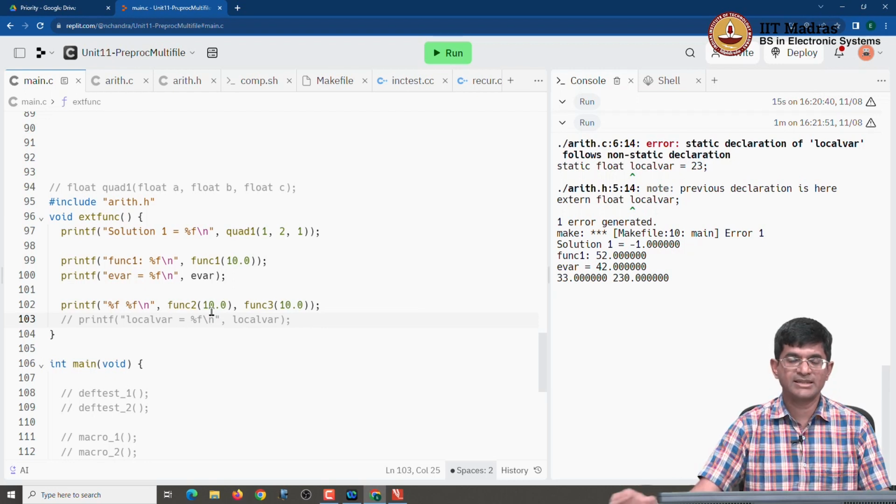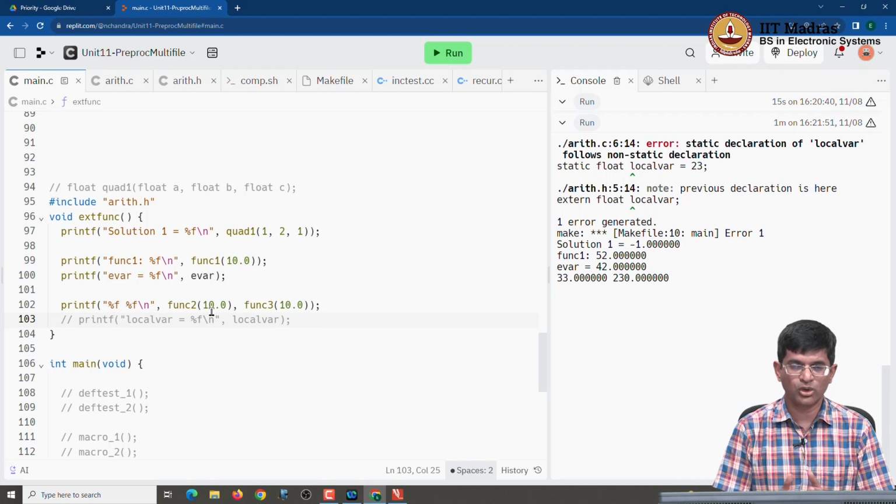So the bottom line is, this basically tells us about how we can split up the code that we have into multiple different files and try to put the results together.